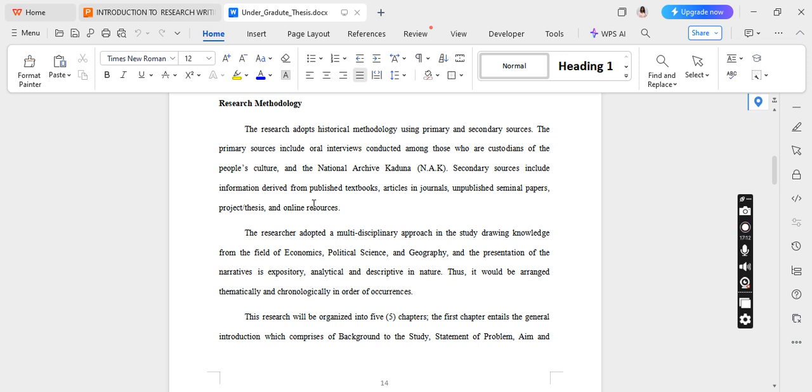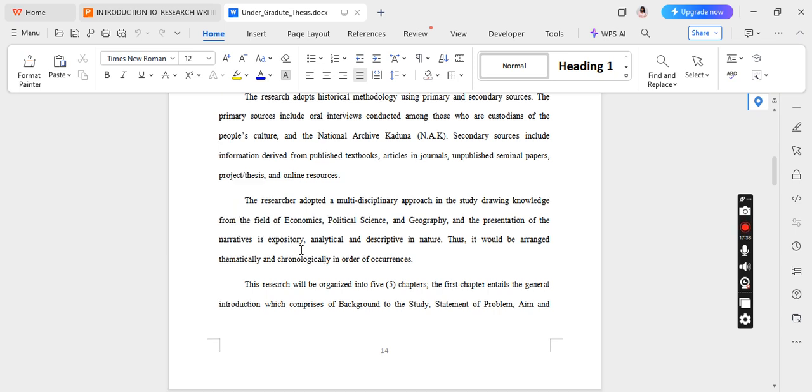Okay, what are the primary sources you use? Sources from National Archive Kaduna, custodians of the people's culture, oral interview, they are the primary sources. Then the secondary sources, what are the secondary sources has to do with? The secondary sources are published textbooks, articles in journals, unpublished seminar papers, project texts and online sources. So you see, it's not that these are the things that I made use of. This is the method I use in getting information and answering that particular question.